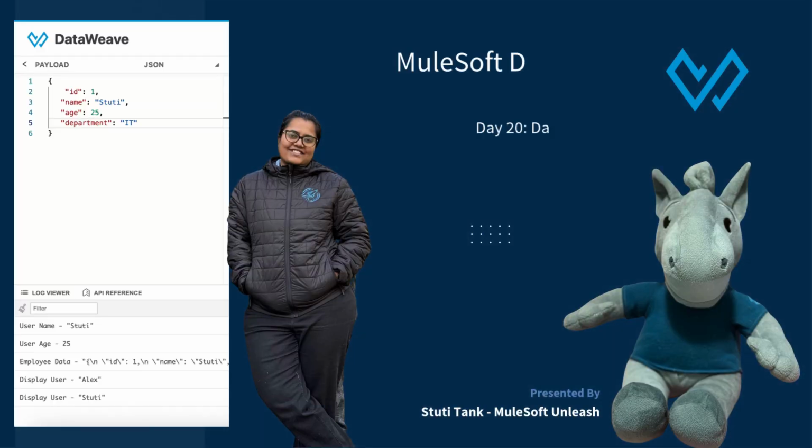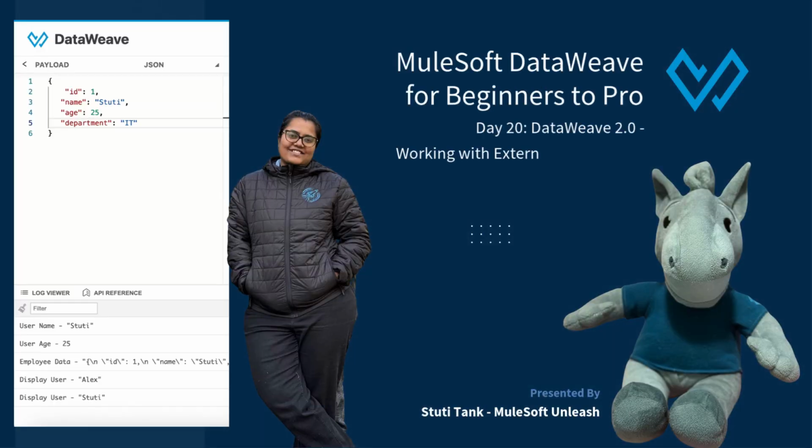Welcome to day 20 of the 30 Days of DataWeave series. In today's session, we'll explore how to work with external files in MuleSoft and DataWeave. Rather than hard-coding values directly into your transformations, you can store configuration settings, lookup data, and field mappings in external JSON, XML, or CSV files. This makes your integrations easier to maintain and update over time.